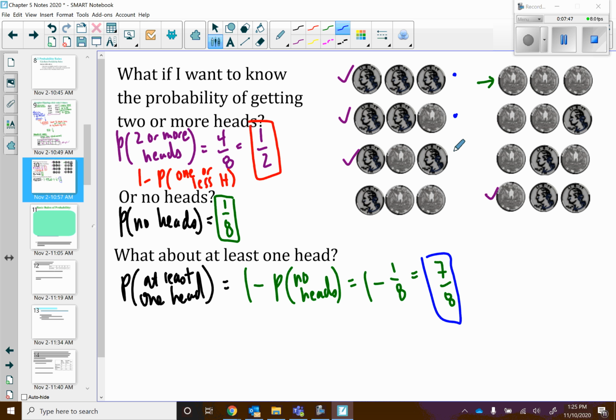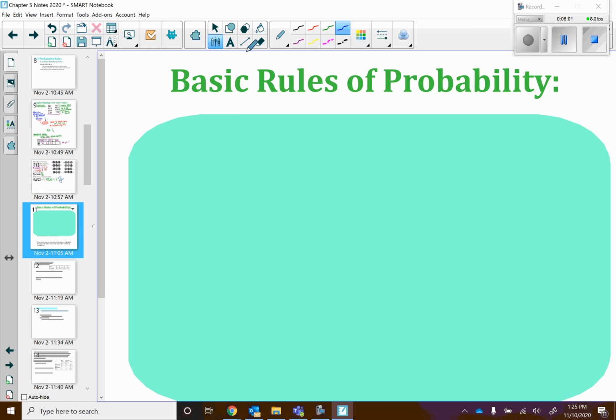1, 2, 3, 4, 5, 6, 7, and we get that same answer. But this idea is kind of important in probability. So let's look at the basic rules of probability. We'll start with the first one that we've seen before.